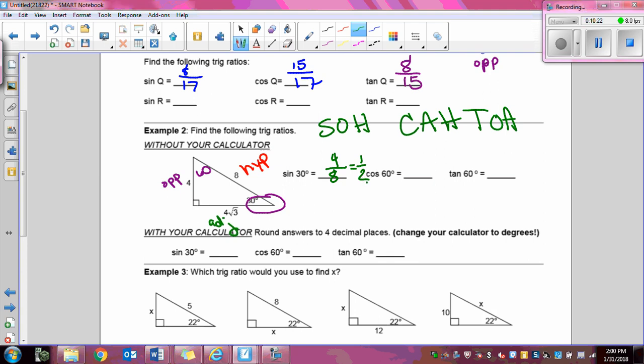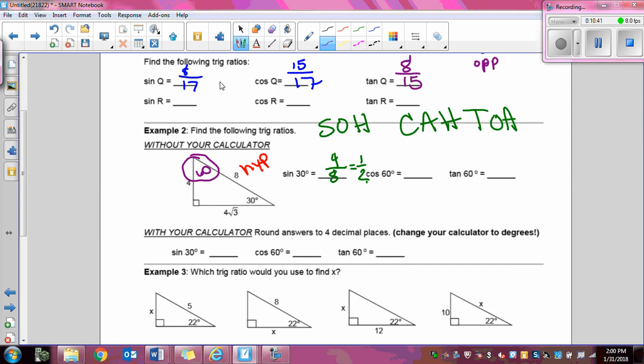What is cosine of 60 degrees, not 30 degrees? So in this case, I'm going to have to erase my reference angle, because that's not my reference angle, and erase your side lengths. Now, I'm going to follow the same steps. My first step is to circle my reference angle.